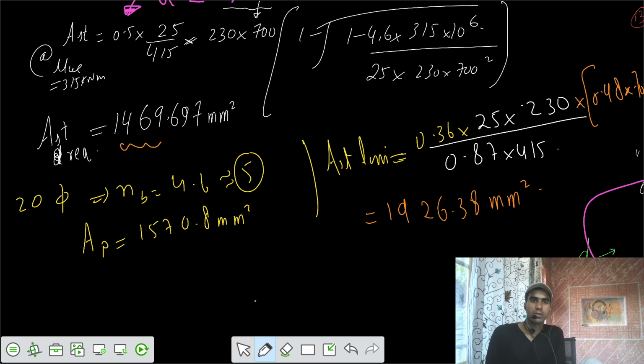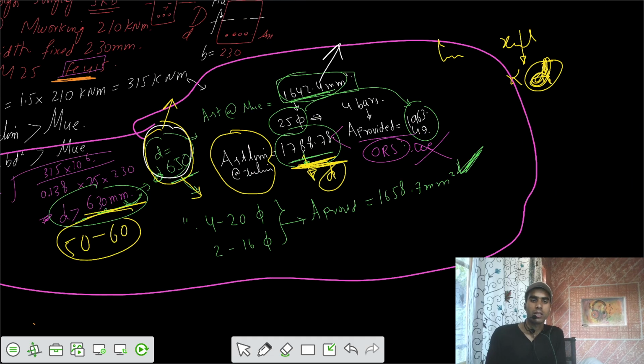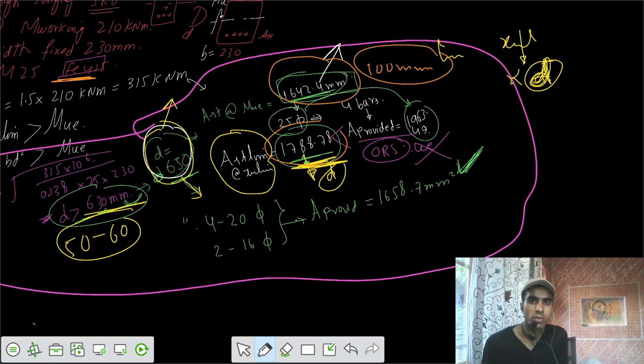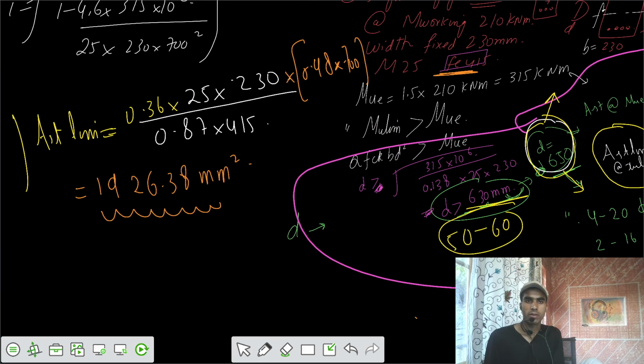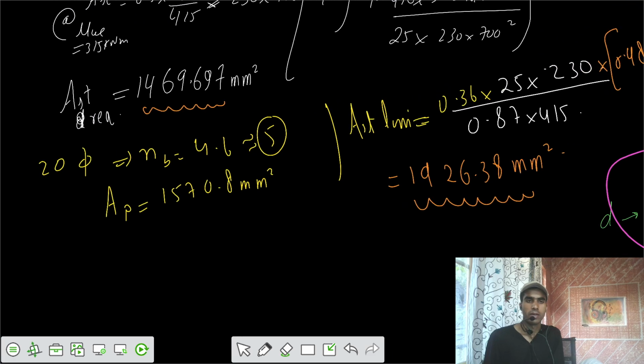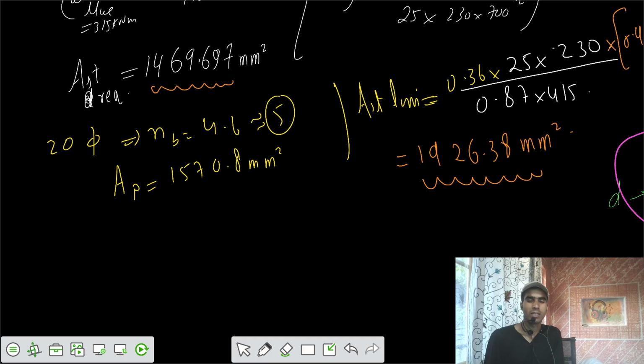So you can see now there's more margin. Your required area is 1469 and your limiting value is 1926. So a difference of about 500 millimeters square is there between the two. But if you compare the previous one, required was 1642 but the limiting condition was 1788. So only 100 millimeters square was the difference, because you selected D closer to the D required. That's the problem when you select D closer to the D required. So always prefer D greater than D required by some 50-60 millimeters.